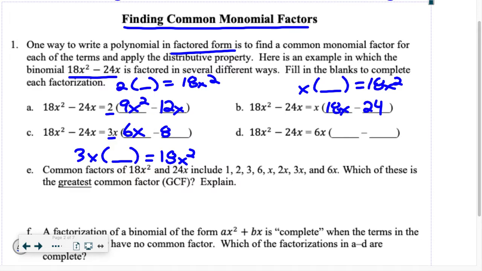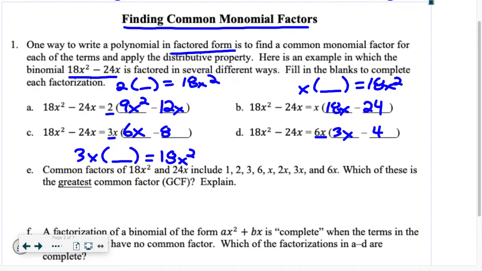So for part D, 18x squared minus 24x, we're going to take out a 6x. So let's see what happens when we take 6x out of everything. And again, we're saying 6x times something gives me 18x squared. So that should be a 3x here, and it should be a 4 here.